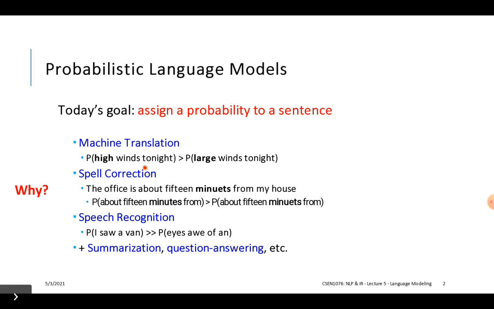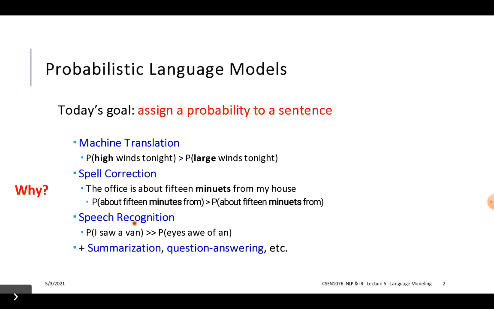It can also be used for spelling correction, something that is implemented some way or another using your autocorrect keyboards. So the probability of about 15 minutes from should be larger than the probability of about 15 minutes form. So this will be higher than this, and therefore this sentence will be more likely to be generated than this sentence. It is also useful in speech recognition.